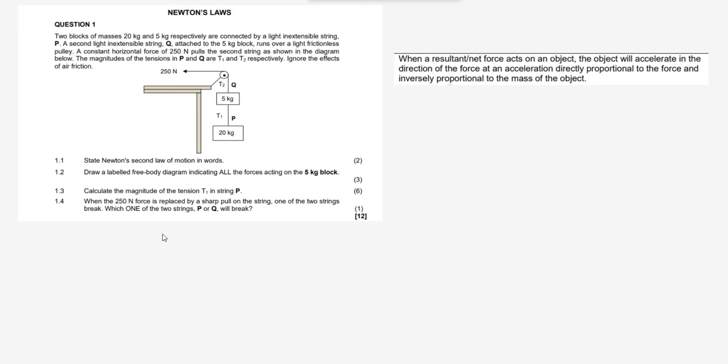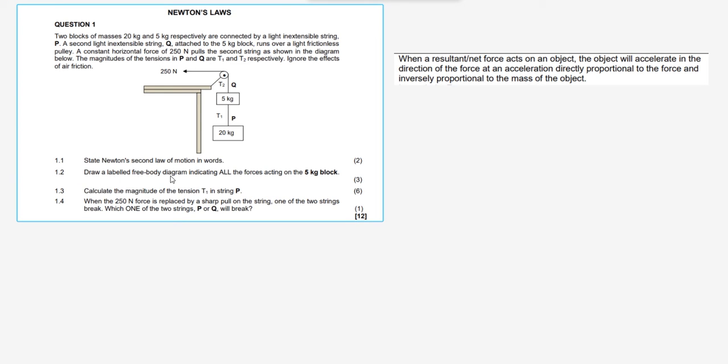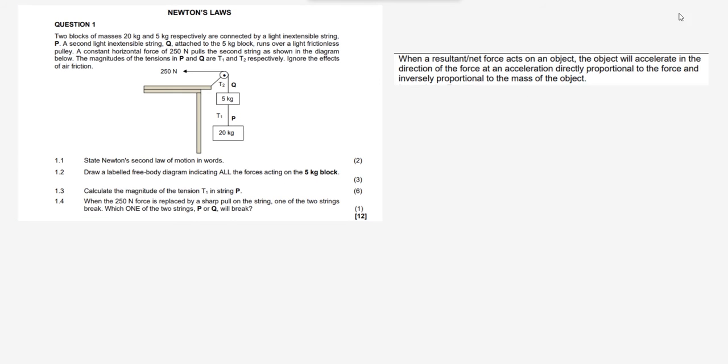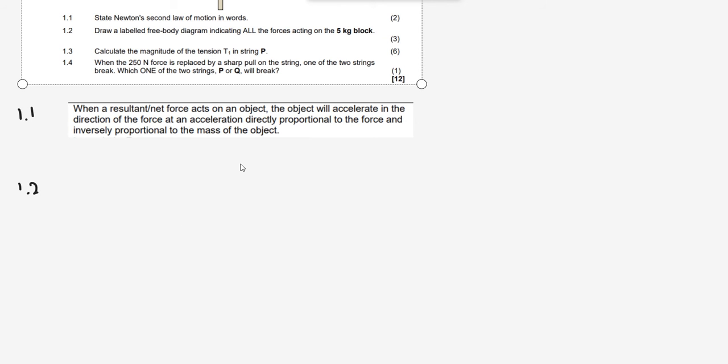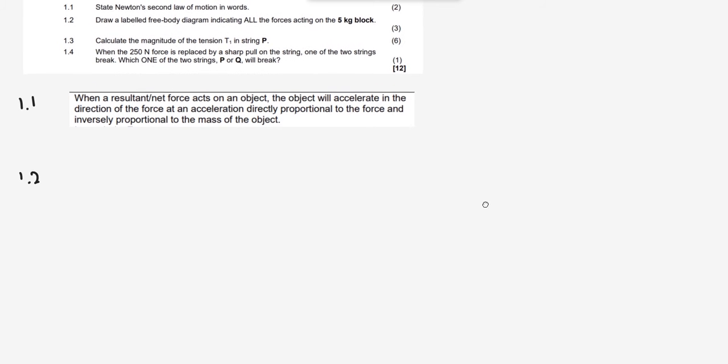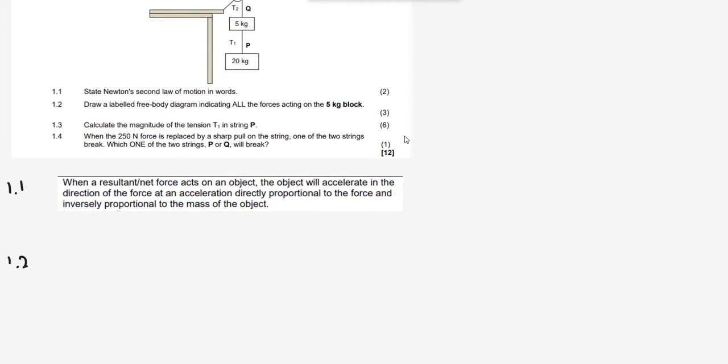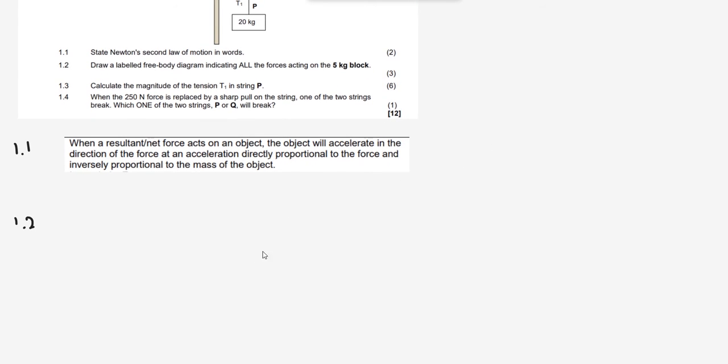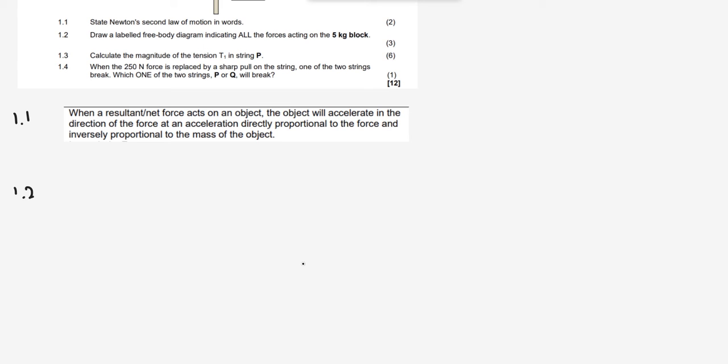And for 1.2, we are required to draw a free body diagram indicating all forces acting on the 5 kg block. Okay, and then we draw the free body diagram for all the forces acting on the 5 kg block. So this is our 5 kg block, block Q.